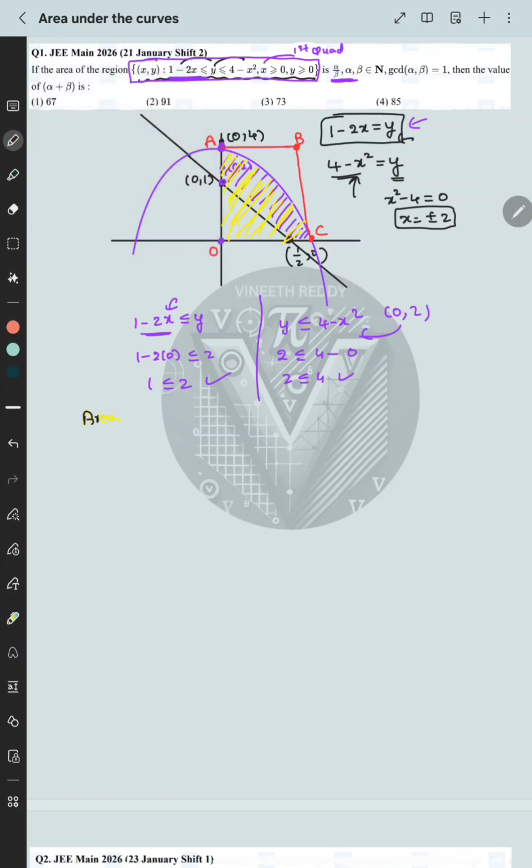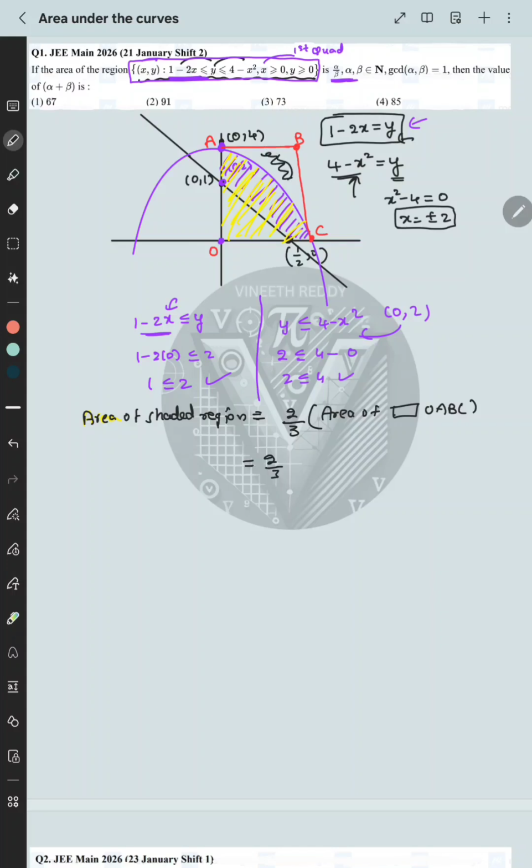Area of shaded region. Can we find it without using integration? The answer is yes. That is nothing but 2/3 the area of rectangle OABC. This all of us must be knowing, and if you don't know, then please remember it should be 2/3 the area of this rectangle.